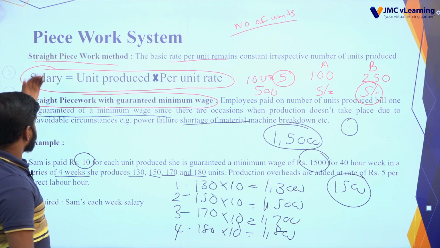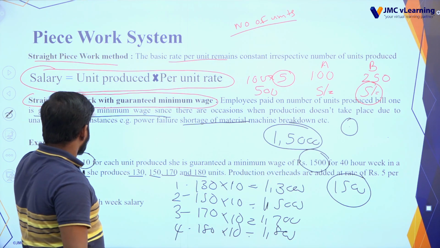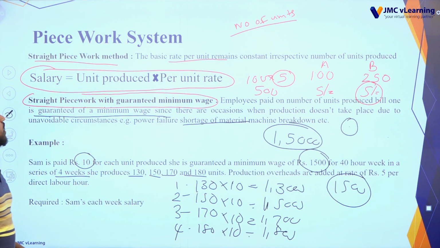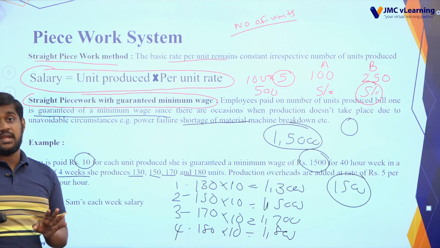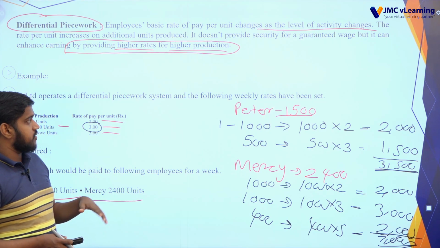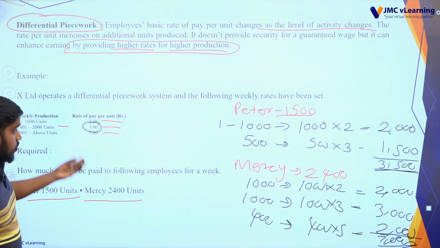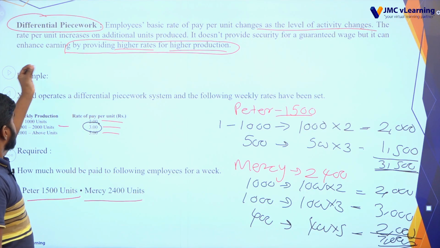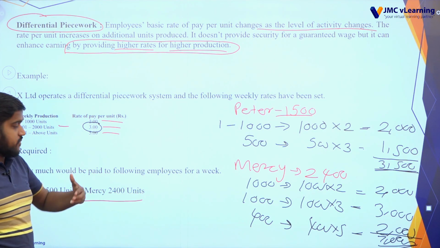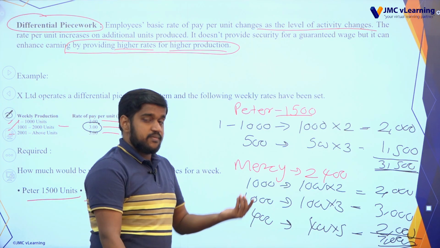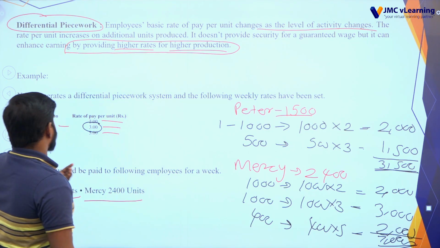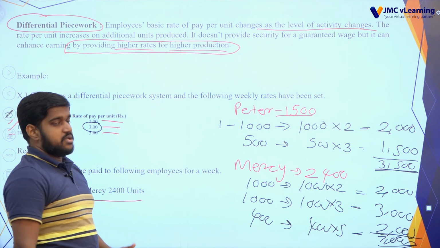Okay. This is about the piecework system. Actually, the simple way that we can calculate employee salary based on the piecework system is to simply get the units produced and multiply it by the per unit rate. But when we consider the real-time situation, the most practical method is the differential piecework method, because when we apply the differential piecework method, we can motivate our employees. That's the reason that we need to use the differential piecework method.